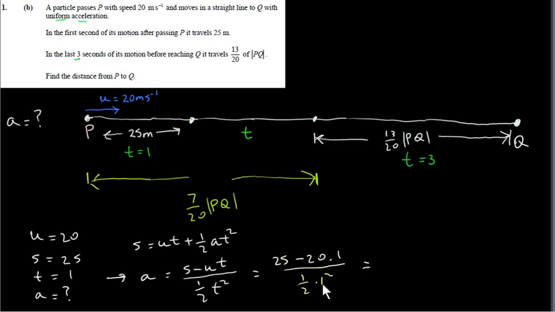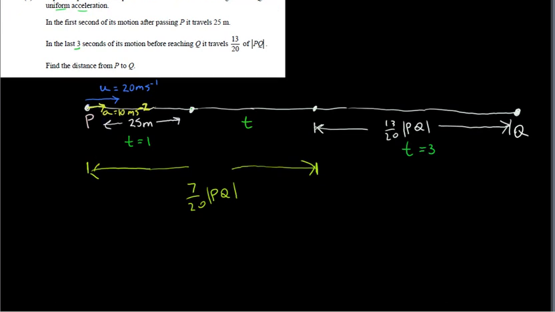So we have 5 divided by a half. That's the same as 5 times 2, which is 10. So the acceleration is 10 meters per second squared. Or we could write this as 10 m/s squared. Same thing. Let's look at the journey from the point P to this point here.